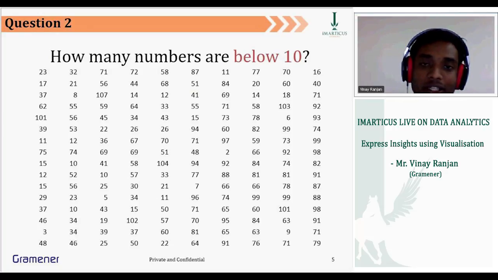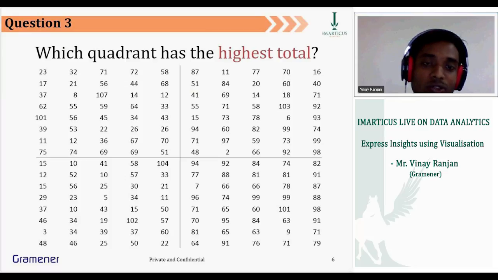How many numbers are below 10? So I guess 10 seconds are up. So next, go to the third question. So here we have divided the numbers into four quadrants. So which quadrant is having the highest total?